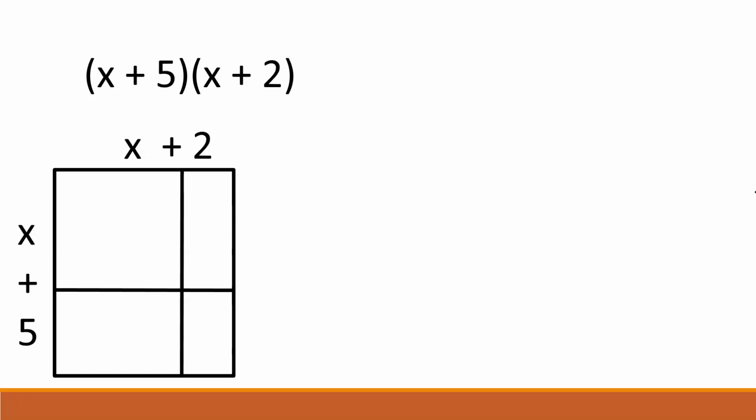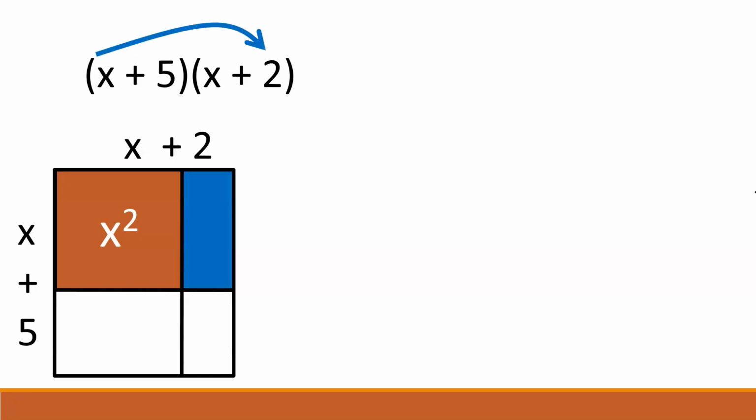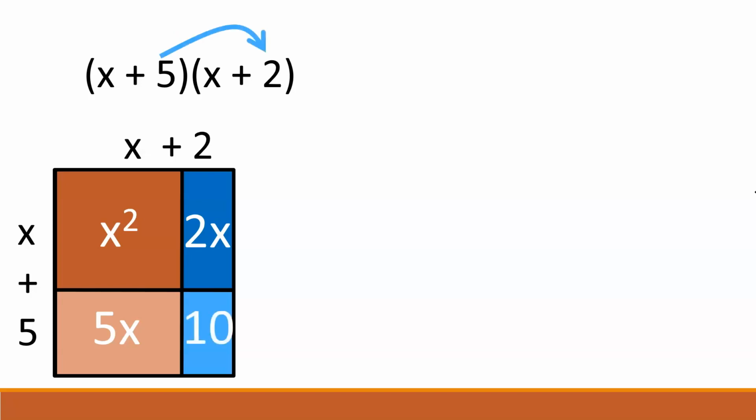So let's find the area of each of those smaller rectangles. This orange rectangle measures x by x, so it has an area of x squared. This blue one measures x by 2, so it has an area of 2x. This light orange one measures 5 by x, so it has an area of 5x. And the light blue one measures 5 by 2, 5 times 2 is 10. So if we add those 4 areas together, we'll get the total area.